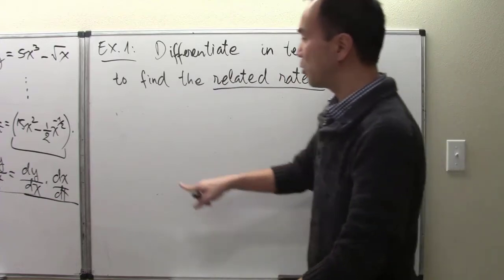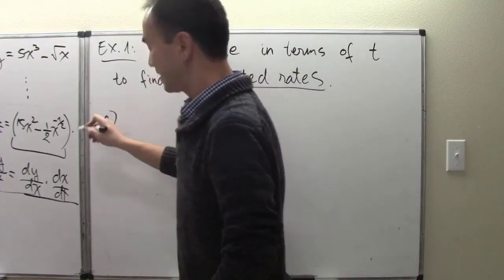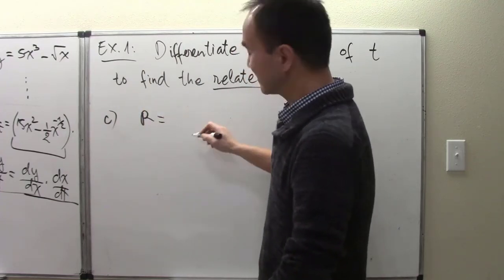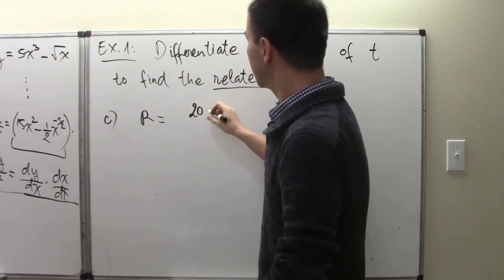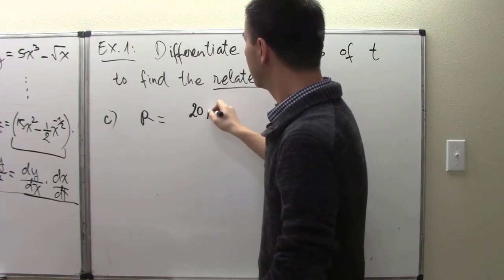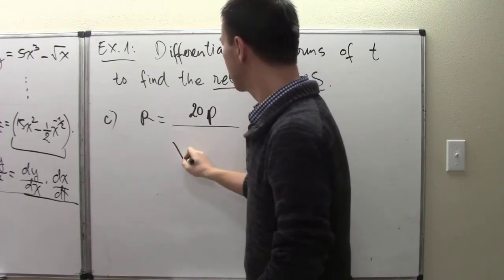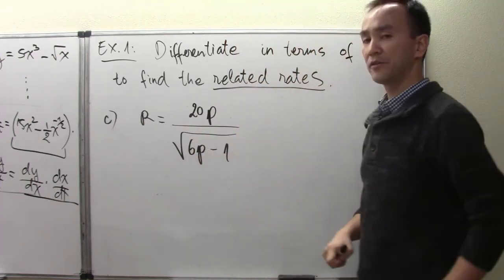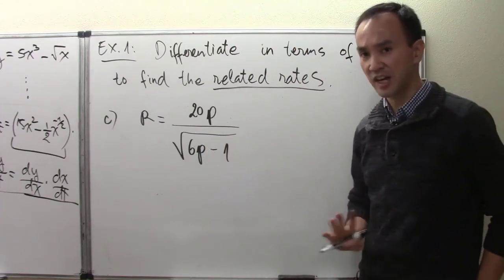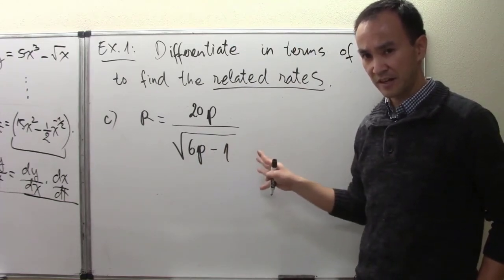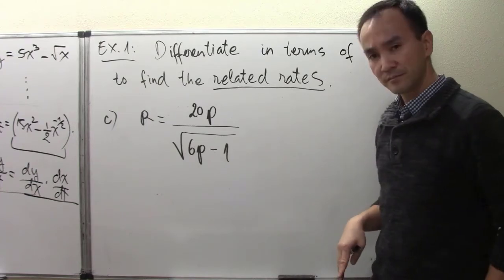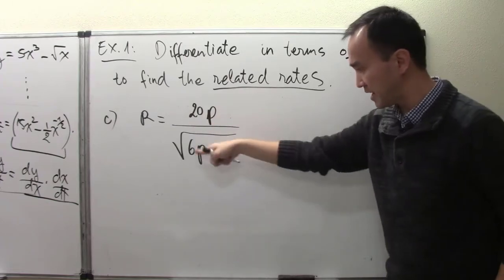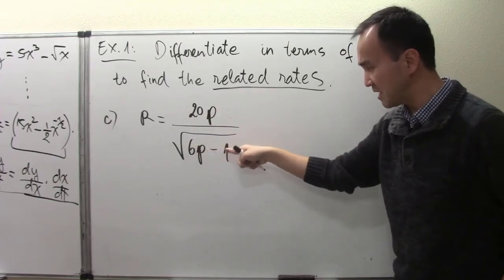In part C, how about we have the equation R equals 20p divided by the square root of 6p minus 1. At first sight, just simply see what I gave here as an equation. It's 20p divided by a square root expression of 6p minus 1.